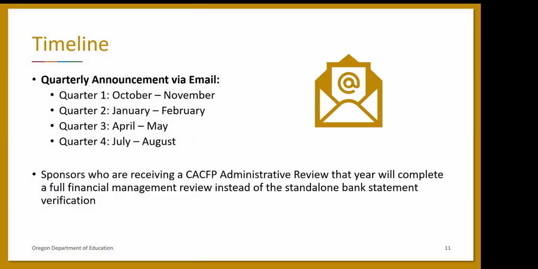The quarterly announcements via email will take place over the course of the year. Since the CACFP fiscal year starts in October, quarter one announcements will go out around October or November. Quarter two announcements will go out around January or February. Quarter three announcements will go out between April and May, and quarter four announcements will go out July through August.